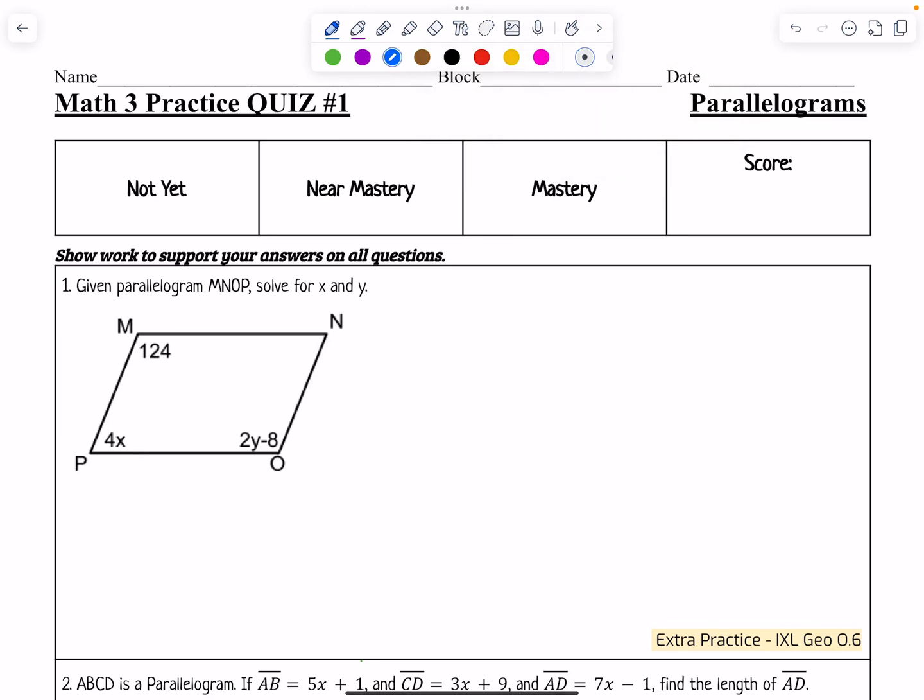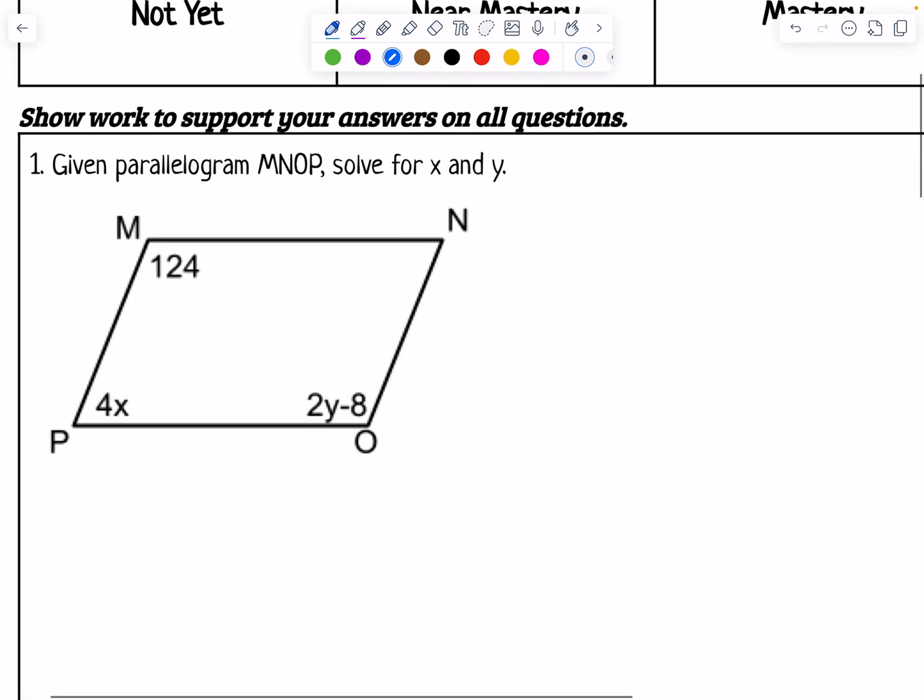Let's take a look at practice quiz number 1 on parallelograms. In number 1, it says, given parallelogram MNOP, solve for x and y. So I see that I'm given angle M is 124 and angle O is 2y minus 8. And they are opposite angles, and we know that in parallelograms, opposite angles are congruent. So that will help me set up to solve for y.